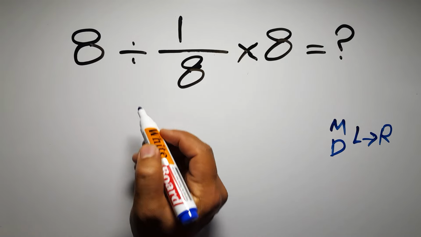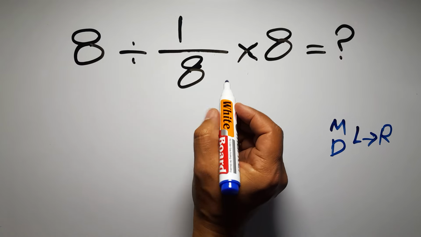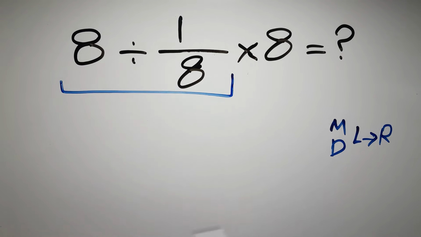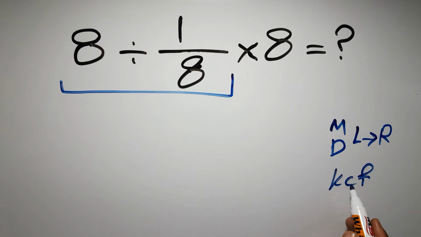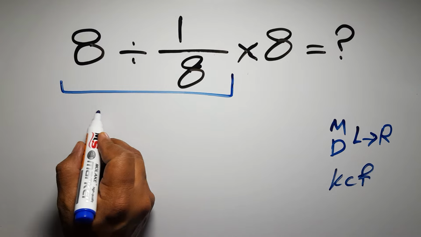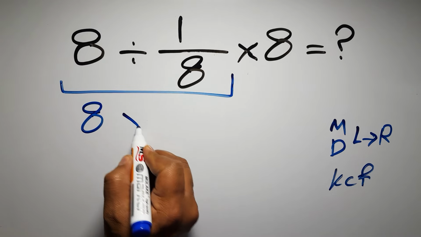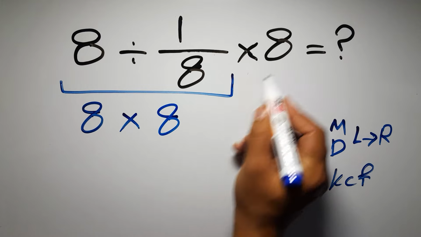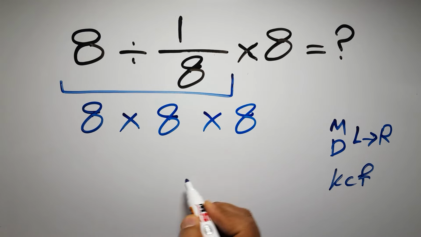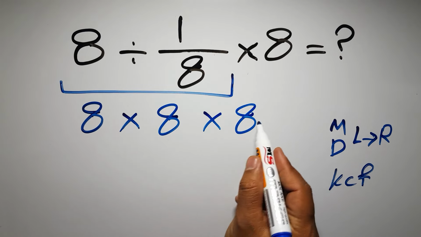So first this division, 8 divided by 1 over 8. According to the KCF rule, K stands for keep, C stands for change, and F stands for flip. We can write keep the first fraction, change division to multiplication, and flip the second fraction. And again here we have times 8. So 8 times 8 times 8.